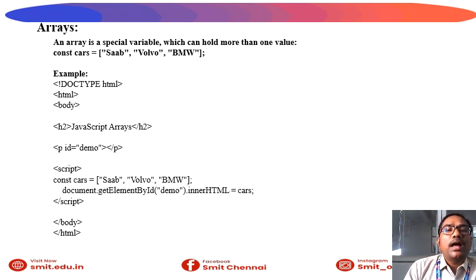Next we'll see about arrays. An array is a special variable which can hold more than one value. Now you can see the syntax: const cars equal to, within the square brackets you can give the various names of the cars within the double quotes. So an array is used to store more than one value. Now you can see here inside the script tag we have created an array named cars, and we have given three values. So when we use document.getElementById, we are able to print the values of the array, that is the names of the cars.